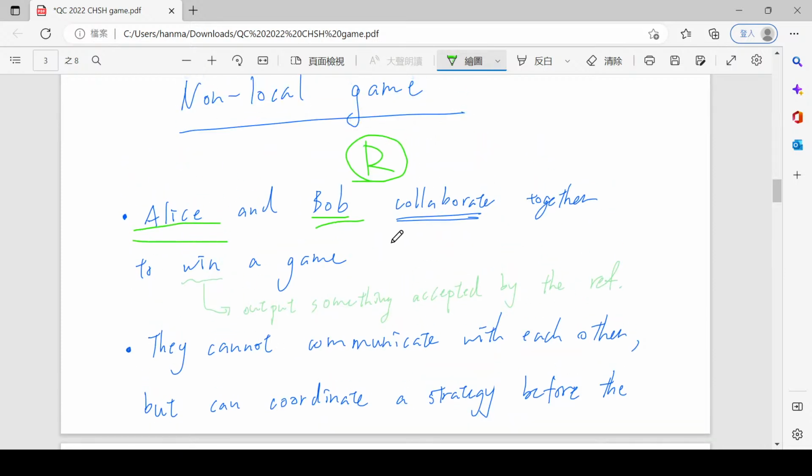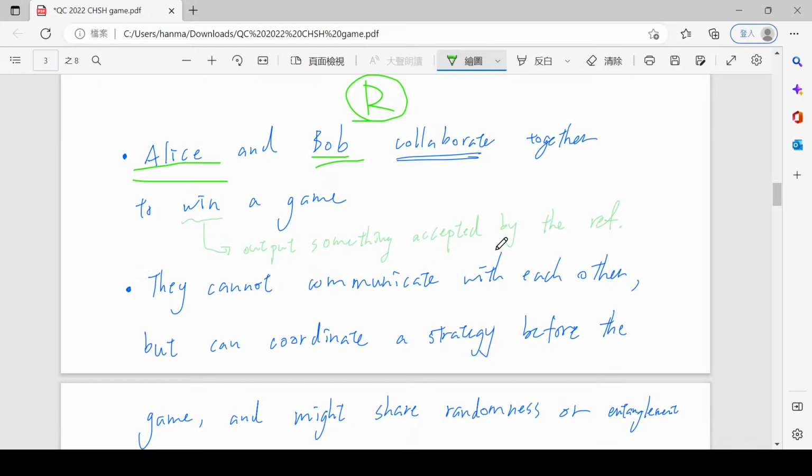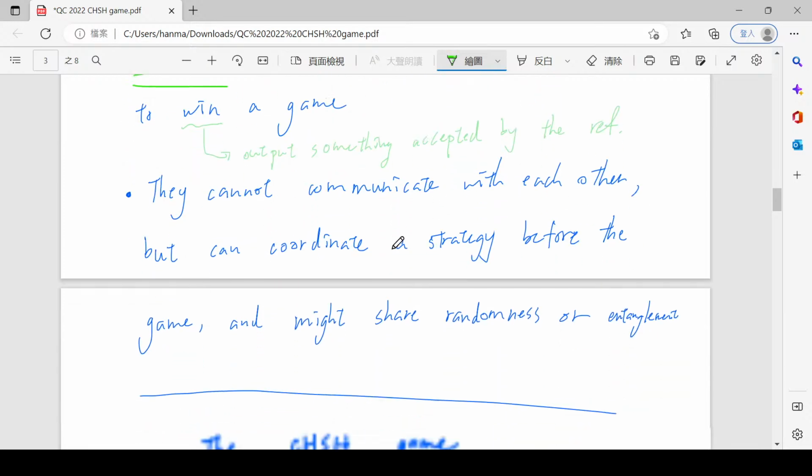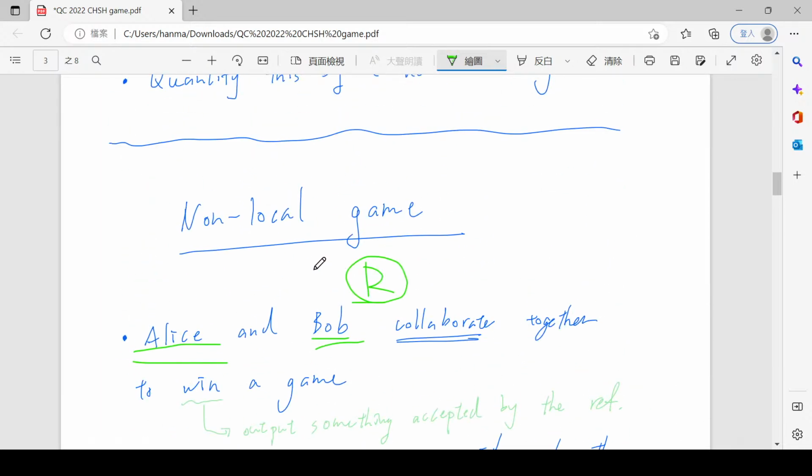And in the setting here, Alice and Bob are not playing against each other. They collaborate together and they want to win together. So they will choose and think about a strategy beforehand and try to set up the strategy such that they play under the referee's rule and win with the highest probability. And as we said, the win will be to output something accepted by the referee. And the interesting part here is this non-local. So what do we mean by non-local?